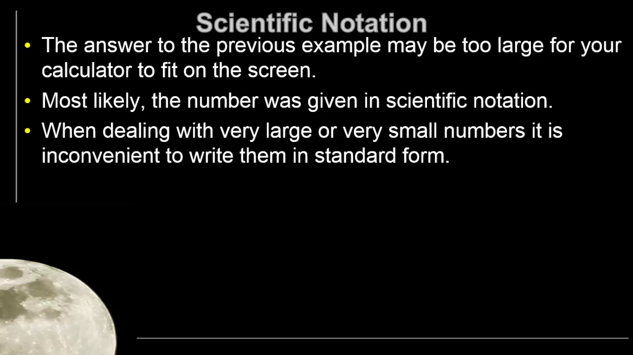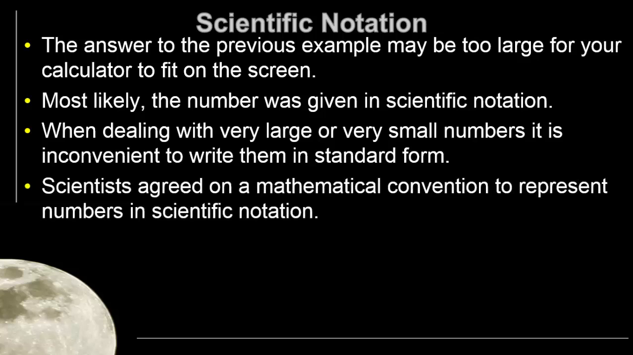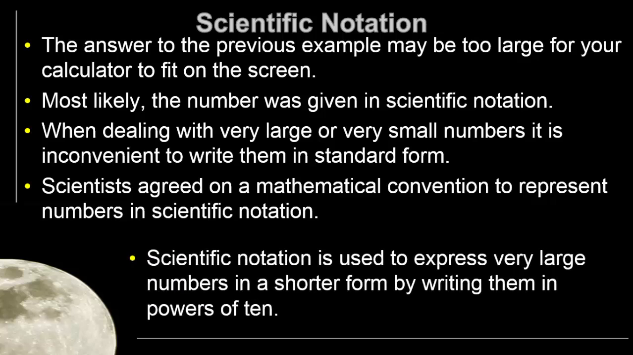When dealing with very large or very small numbers, it is inconvenient to write them in standard form. Scientists agreed on a mathematical convention that represented numbers in scientific notation. Scientific notation is used to express very large numbers in a shorter form by writing them in powers of 10. It could also be used for very, very small numbers too.